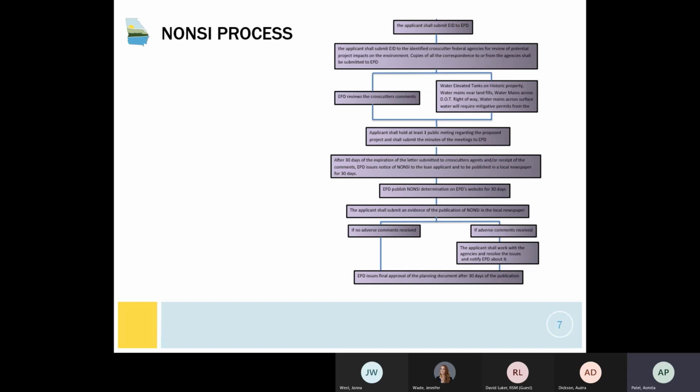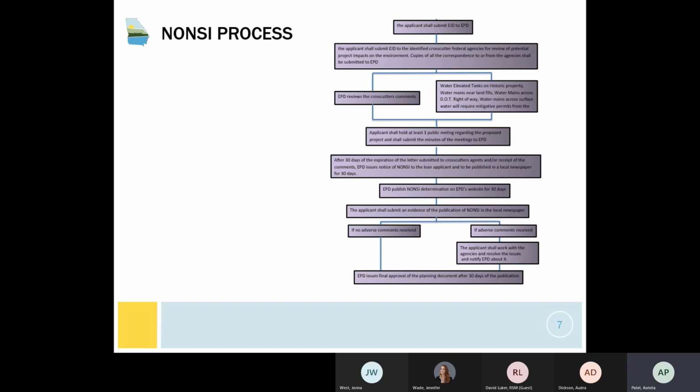Projects like water elevated tanks on historic property, water mains near landfills, water mains across DOT right-of-way, and water mains across surface water will require mitigative permits from these agencies. So the applicants need to identify if they will need the permits and start the process of applying for the permits well ahead of submitting anything to EPD.